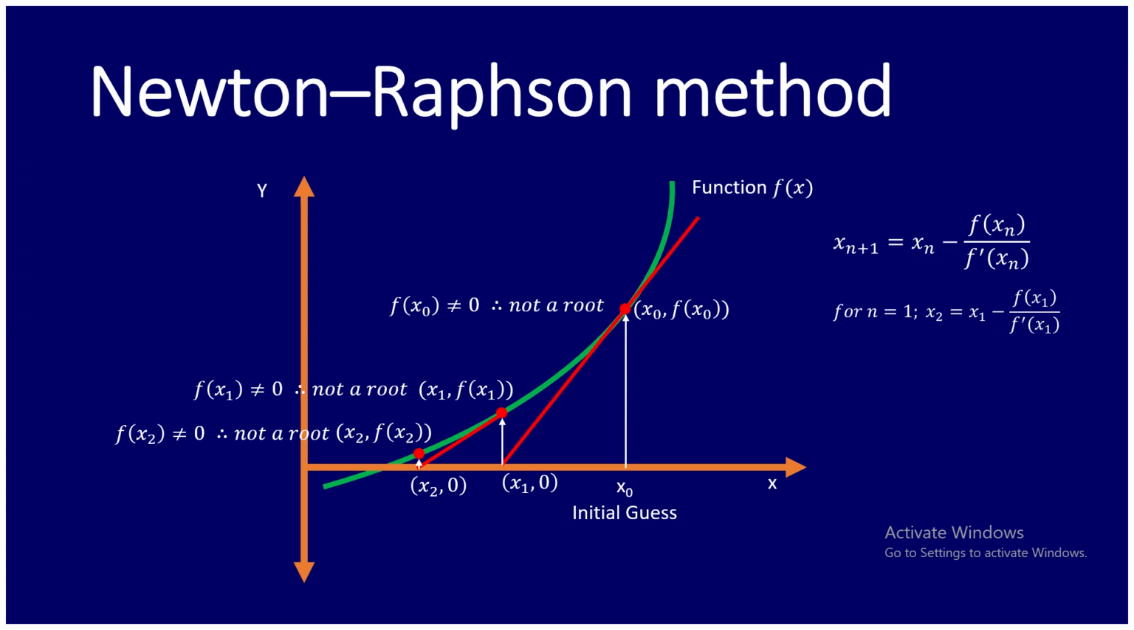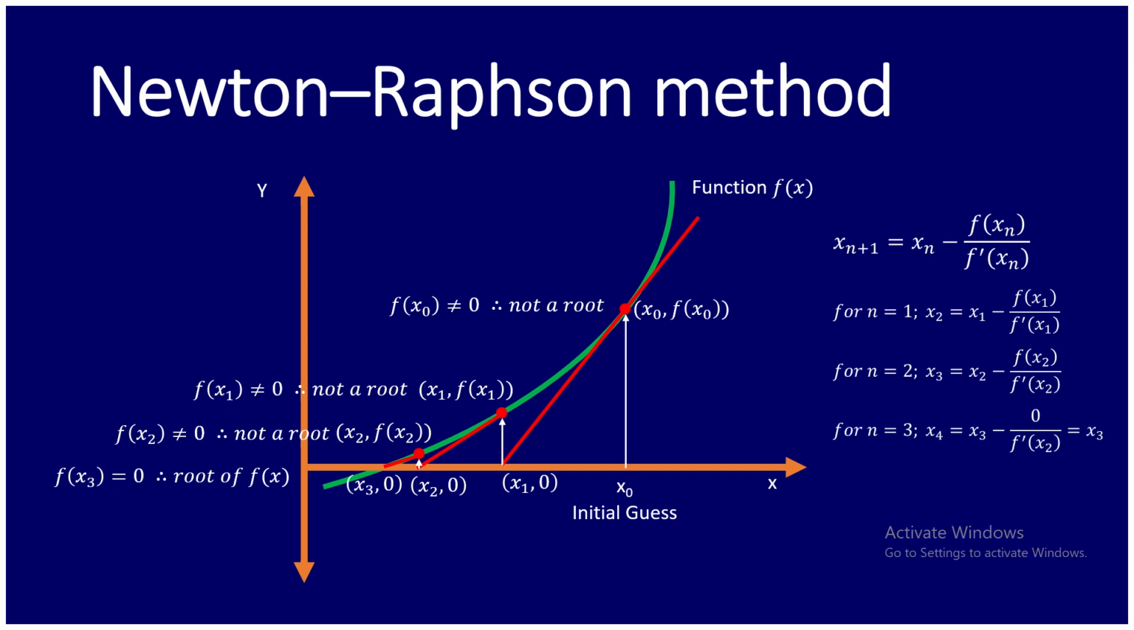But also here, x2 is not the root of the equation. Then we'll plot the tangent here and we'll calculate x3. Now x3 will be equal to x2 minus f of x2 divided by f dash of x2. If we substitute this x3, we'll get f of x3 approximately equal to 0, and thus we will consider x3 as a root of f of x.